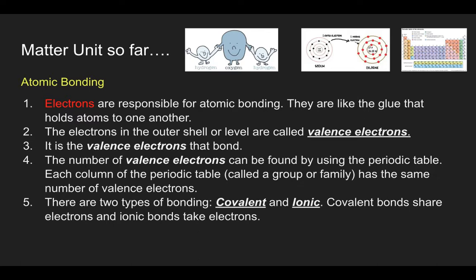The number of valence electrons can be found by using the periodic table. Each column of the periodic table, which is called a group or family, has the same number of valence electrons. And we learned that there are 2 types of bonding: covalent and ionic. Covalent bonds share electrons, and ionic bonds take electrons.